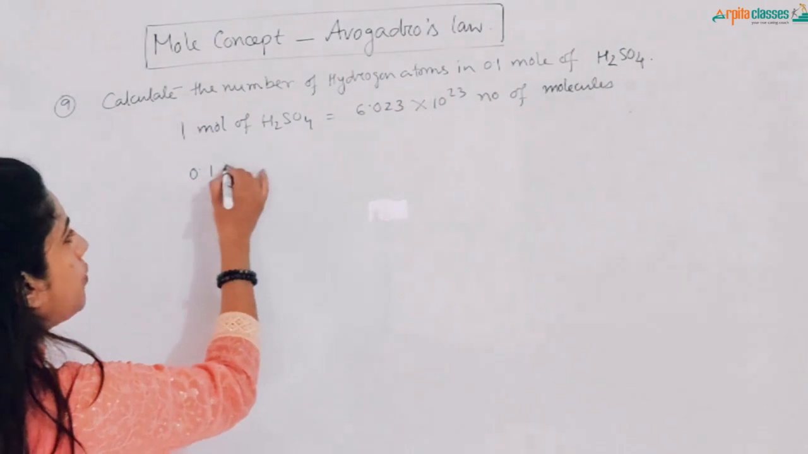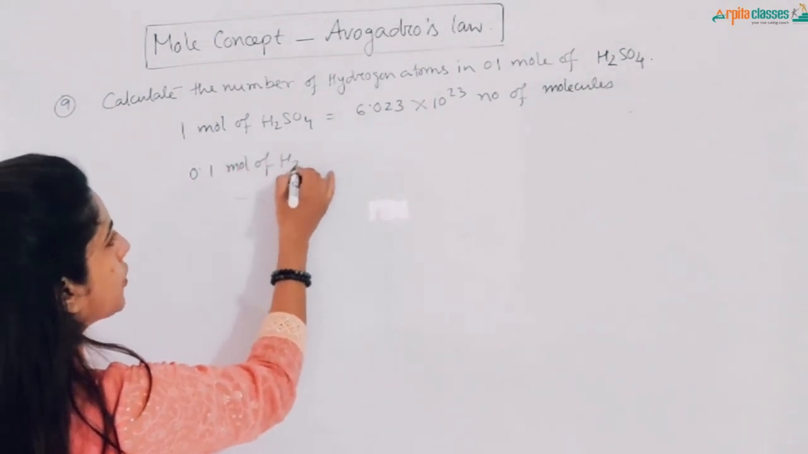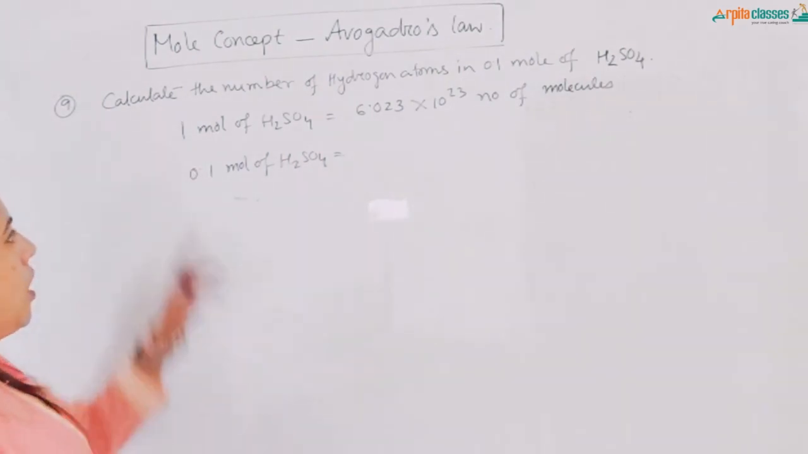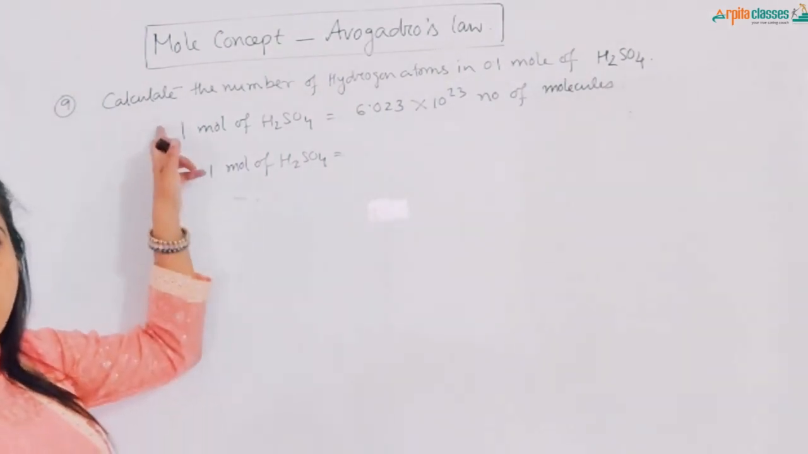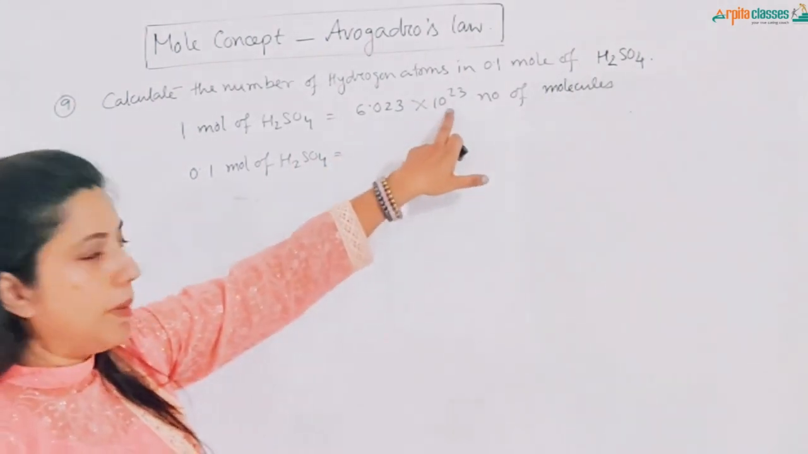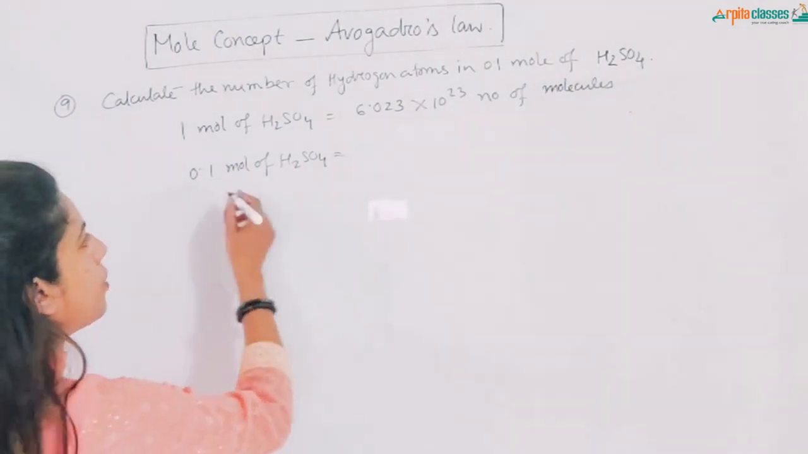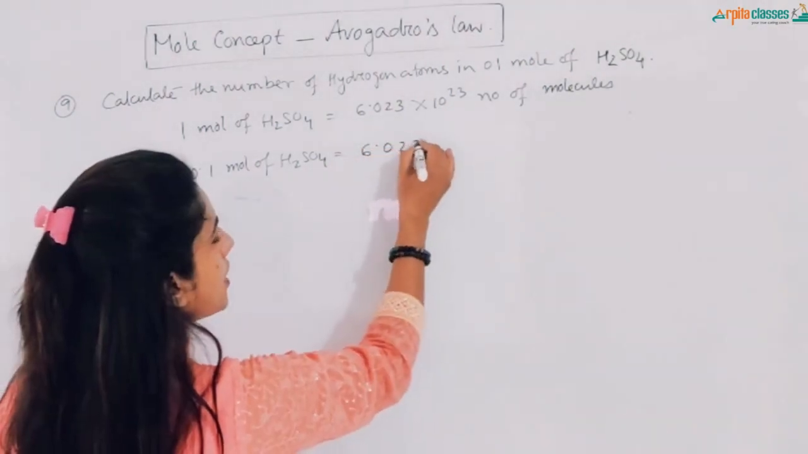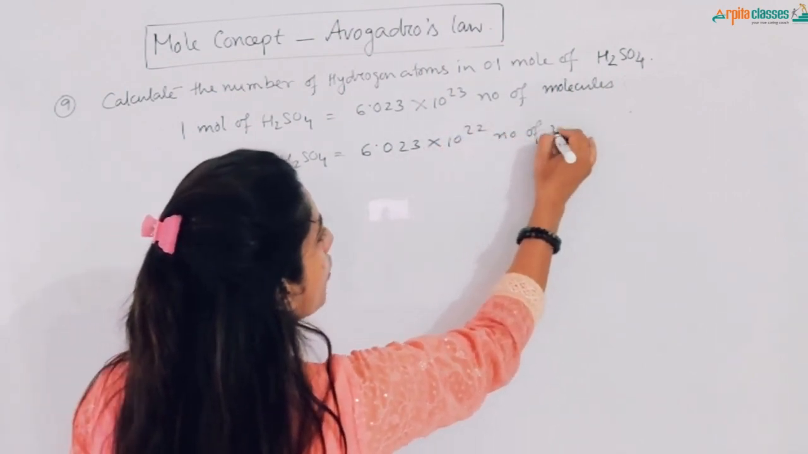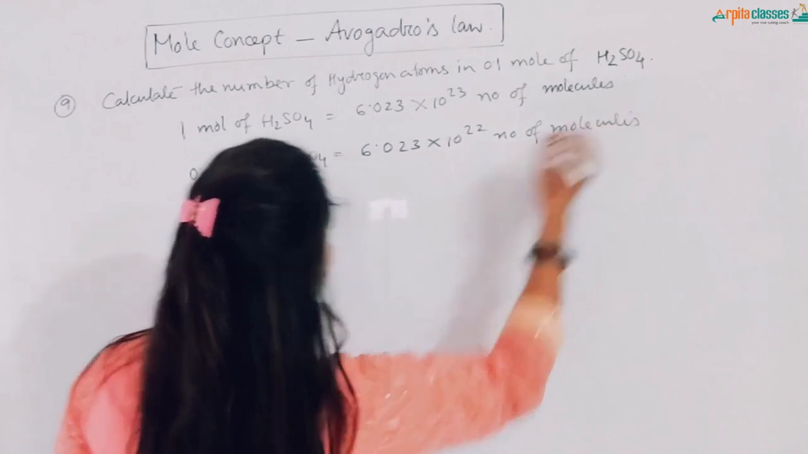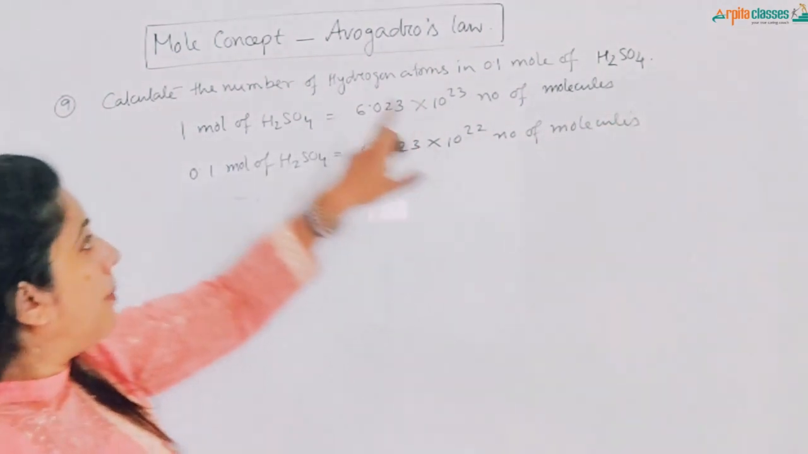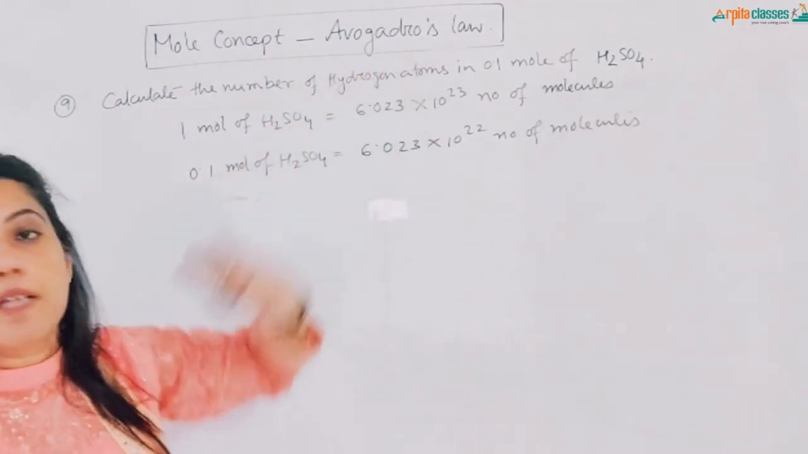Now 0.1 mole of H2SO4 is equal to, now you can see this is a very simple calculation. 1 to 0.1 means you are dividing by 10. So this side also you divide it by 10, and if you divide this by 10 it will be 10 raised to power 22. So I'll write 0.1 mole of H2SO4 is equal to 6.023 into 10 raised to power 22 number of molecules. So you understand that in 0.1 mole there are this many number of H2SO4 molecules, but they are asking how many number of hydrogen atoms are present.